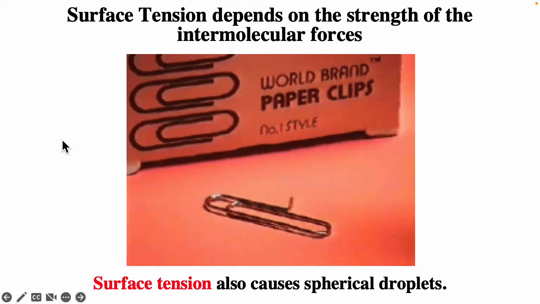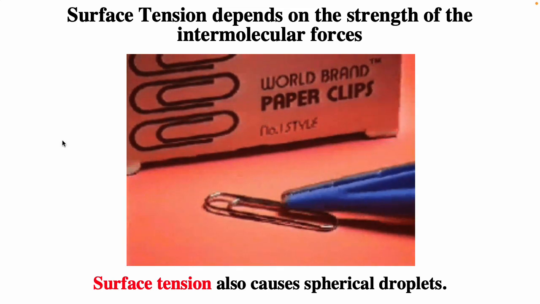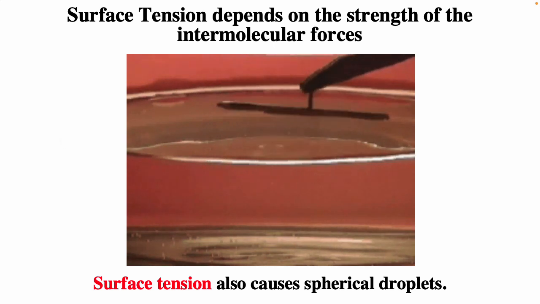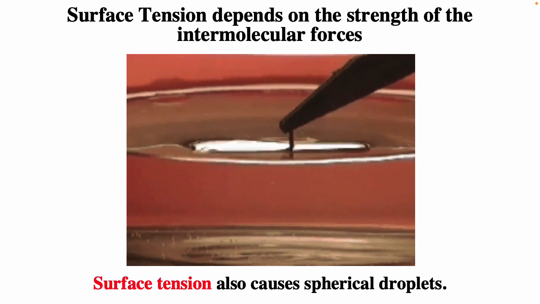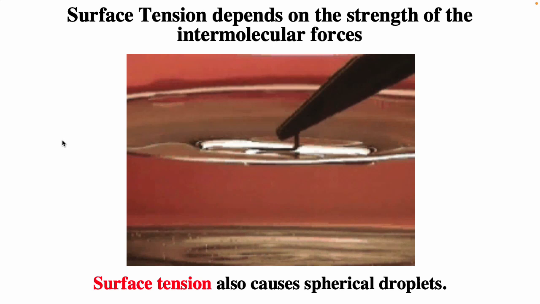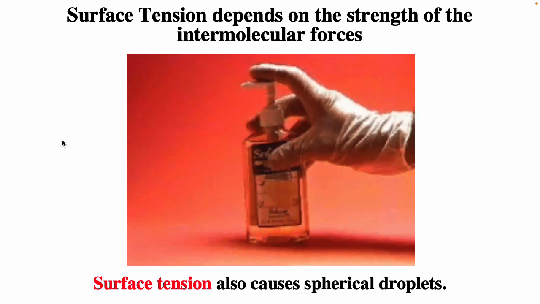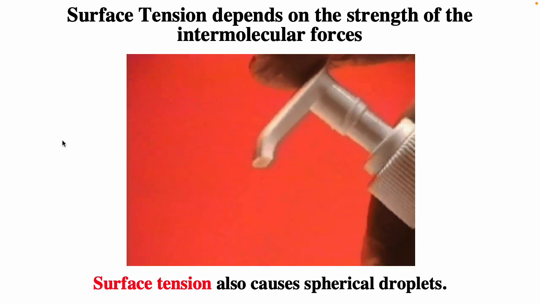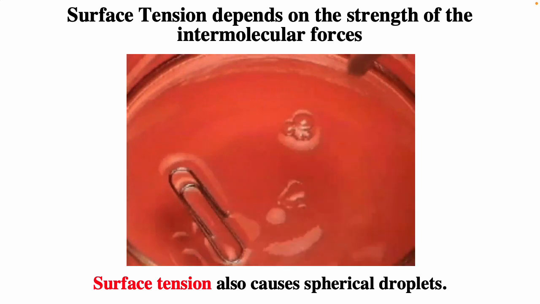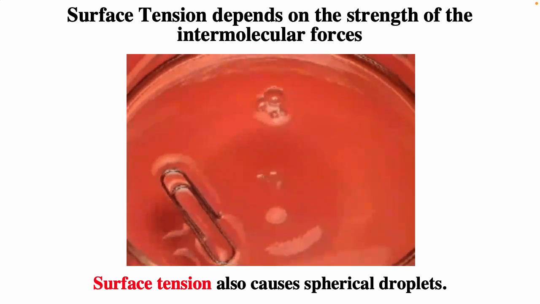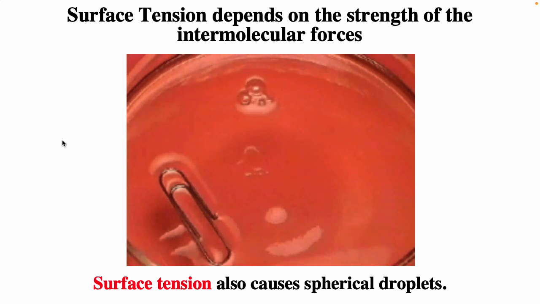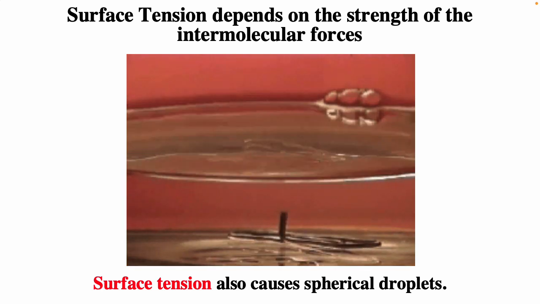A paperclip is placed carefully in water, or rather on it. The metal clip floats because it isn't heavy enough to break the water's surface tension. By adding a small amount of soap, we reduce the water's surface tension. The paperclip sinks. And so again, the surface tension is just due to intermolecular forces.